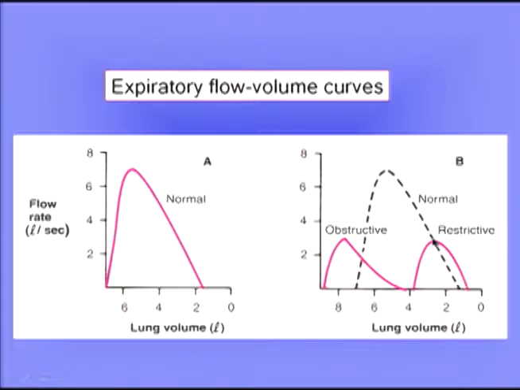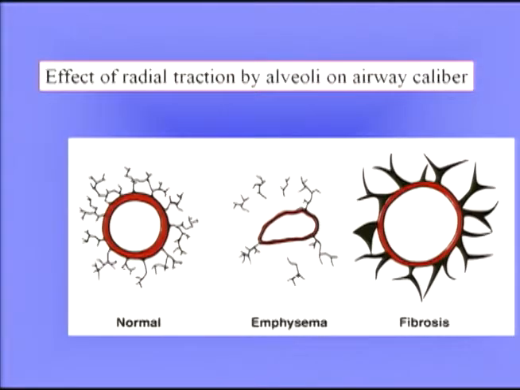And furthermore, you can see that during most of the expiration, the flow rate for the patient with restrictive disease actually exceeds the flow rate from the patient with a normal lung. So again, we're seeing this remarkable ability of these patients to exhale rapidly. And the reason for that is shown here. It has to do with the fact that the caliber of the airways is in part determined by the radial traction of the lung parenchyma. And the normal lung is shown here.